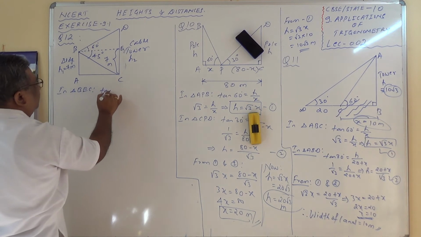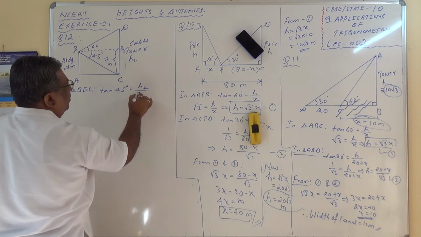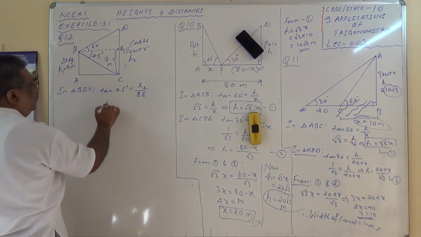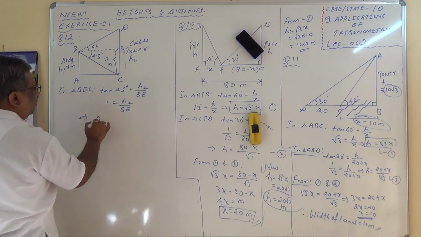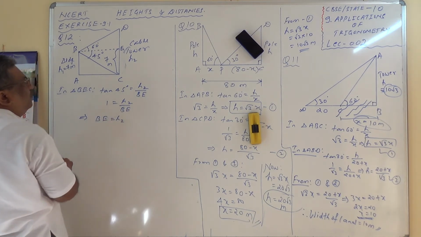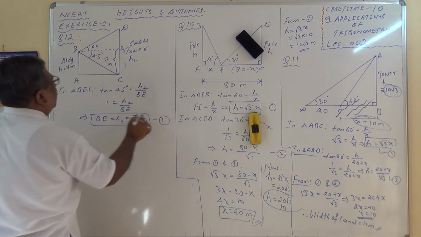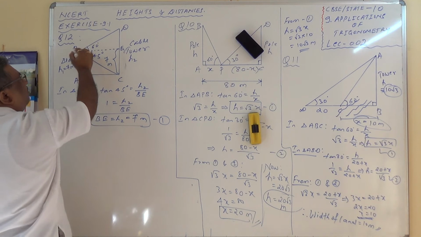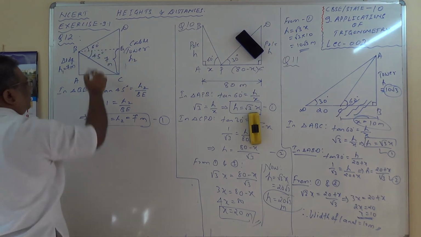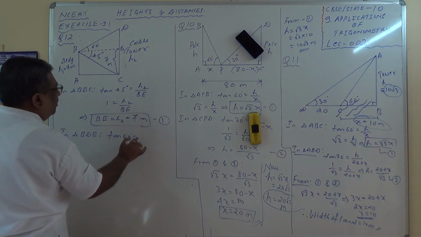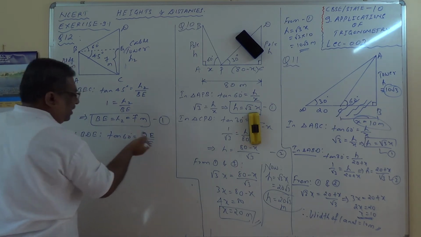tan 45 degrees equals H2 by BE. Tan 45 is 1. H2 by BE implies BE equals H2, which is equal to 7 meter. So I got BE as 7 meter. In triangle BDE, tan 60 equals DE by BE. So I can calculate DE also.